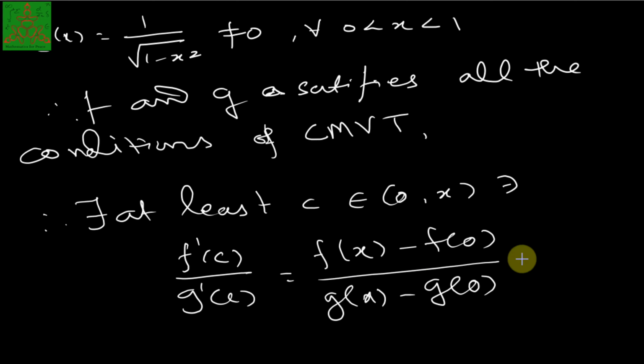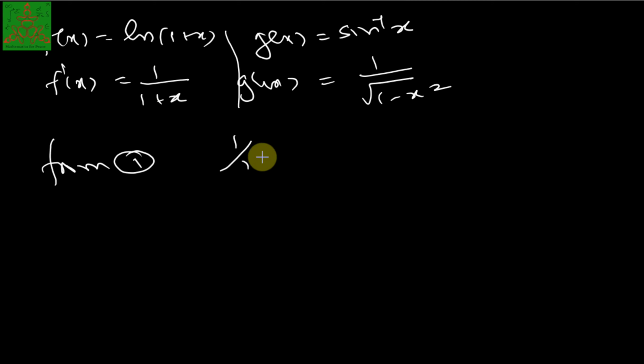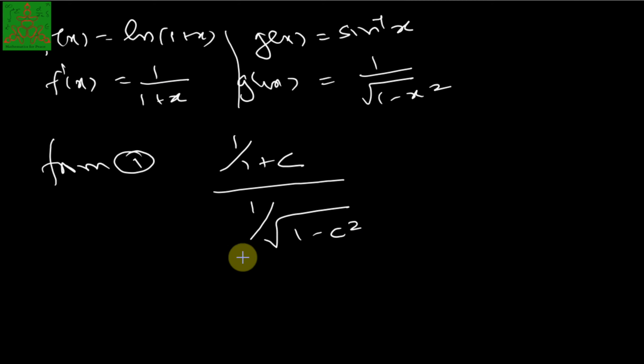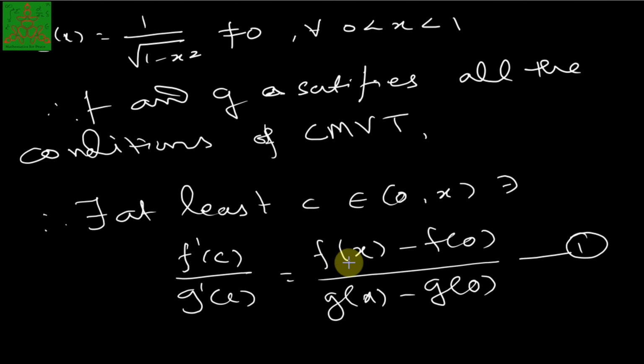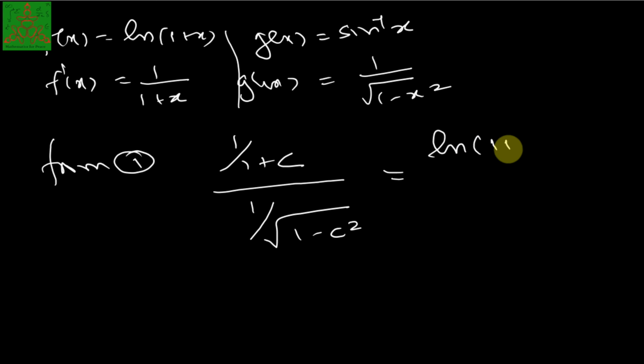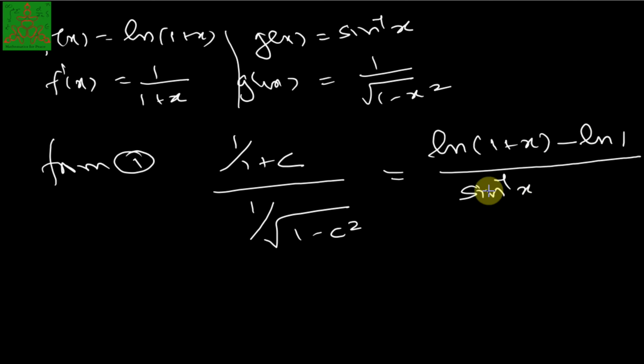You just see that this is one expression, f dash of c upon g dash of c. So f dash of c is 1 upon 1 plus c, and g dash of c is 1 upon square root of 1 minus c square. That is equal to f of x, which is ln of 1 plus x minus ln of 1, upon sine inverse of x, that is g of x, minus sine inverse of 0.